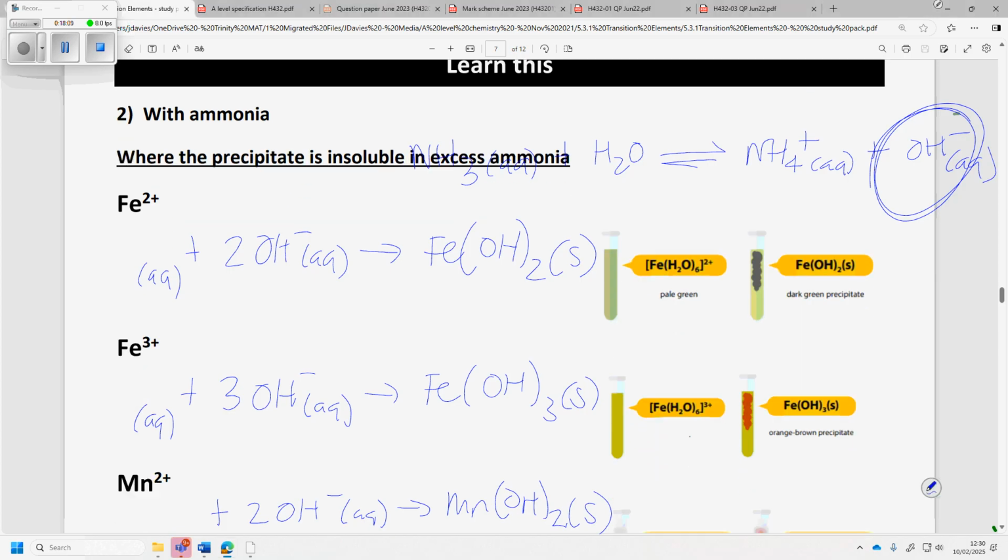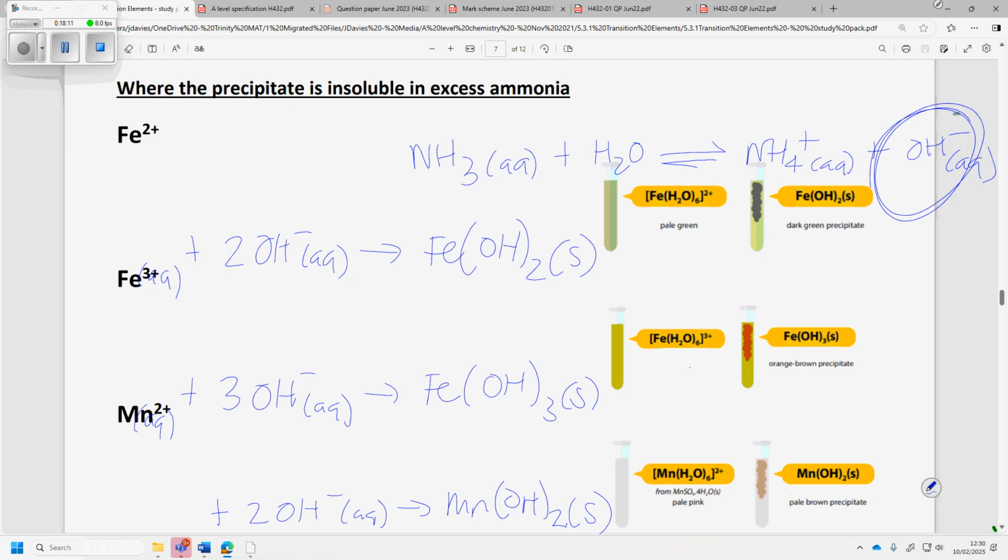You've got all the colours that you need to learn, but they're exactly the same as on the previous page. It does not matter whether you take your transition metal ion and react it with ammonia or with a sodium hydroxide solution. The first thing is, for many of these transition metals, you get a precipitate. And for iron 2 and iron 3 and manganese, it does not matter how much ammonia you add, the precipitate is insoluble.